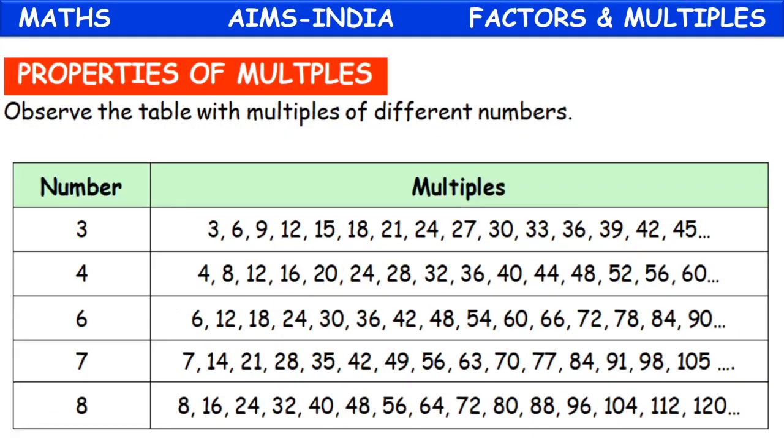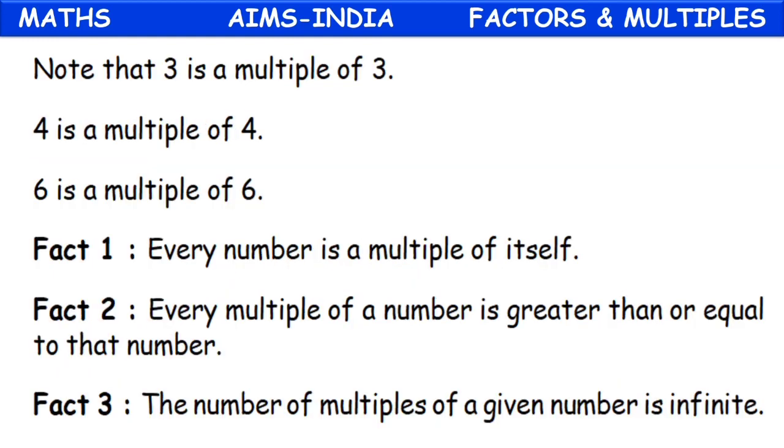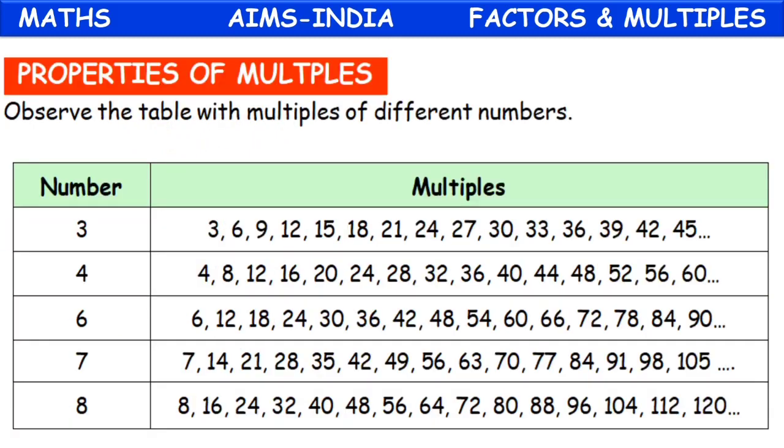Understood, children, how to write the multiples of a given number? Properties of multiples. Observe the tables with multiples of different numbers. What do we have here? We are having the numbers 3, 4, 6, 7 and 8 and also their multiples. Note that 3 is a multiple of 3, 4 is a multiple of 4, 6 is a multiple of 6.